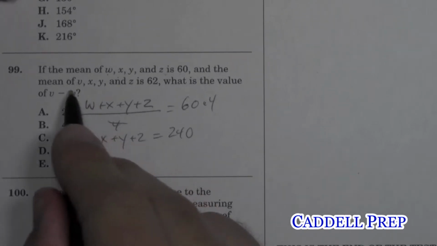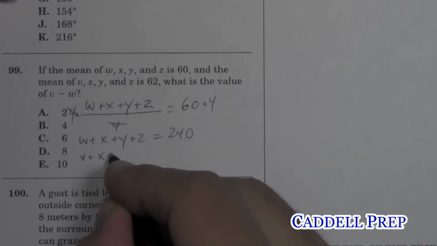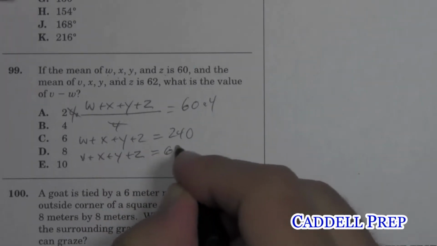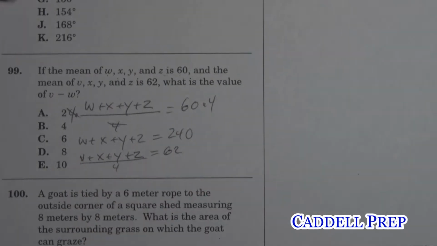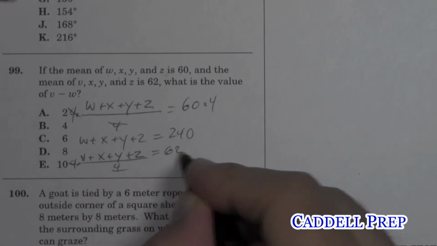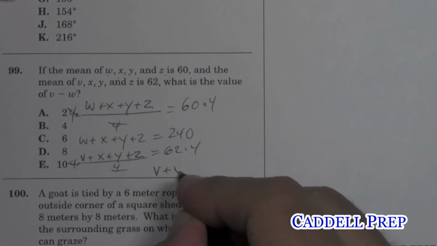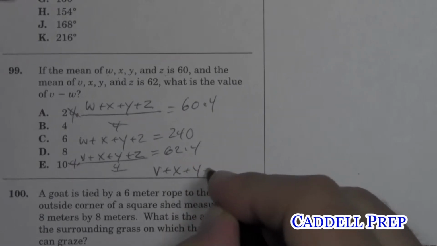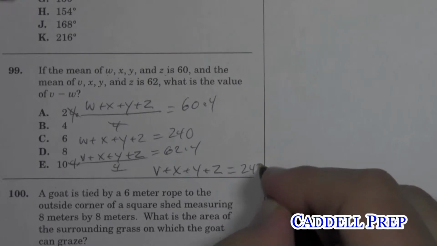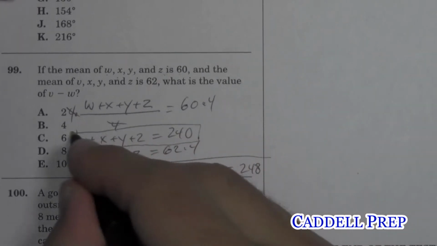And we do the same with this piece of information. v plus x plus y plus z equals 62 when you divide it by 4. So let's multiply both sides by 4 here. And we end up with v plus x plus y plus z equals 248. So we have this piece of information and this piece of information.